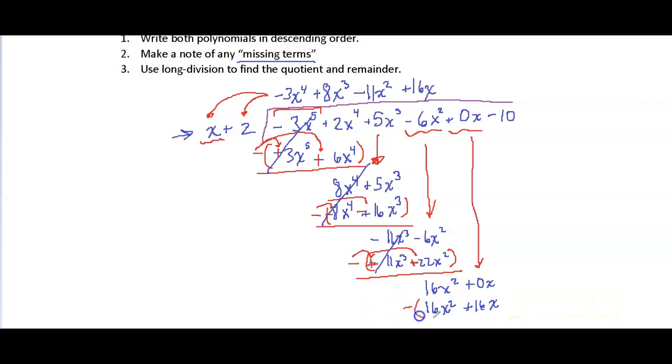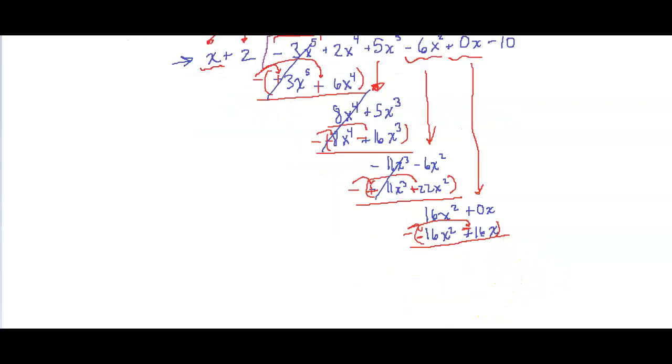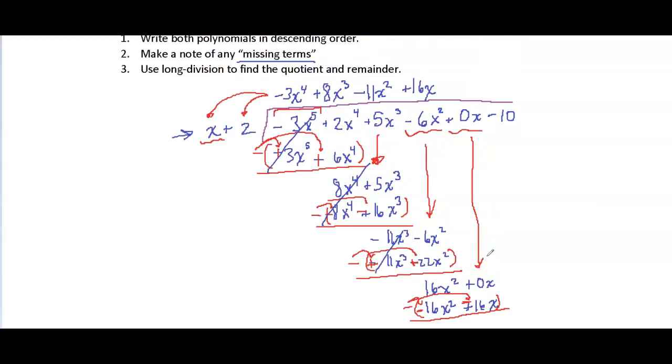Subtract. Don't forget to distribute that minus sign every time you subtract. It's kind of common to only subtract the first two terms and not really subtract the second two terms. So now we have 0x minus 16x. Well, that leaves us with, oh wait, that's not 16x, that would be positive 32, my mistake. Remember, that is positive 16x times positive 2.